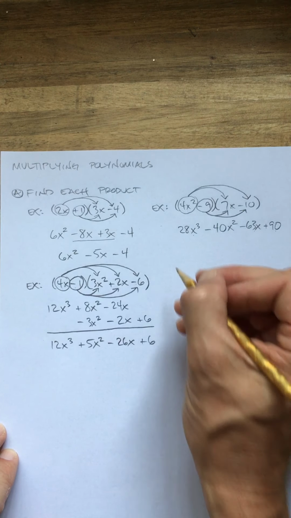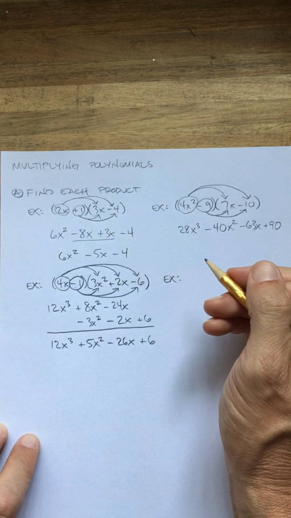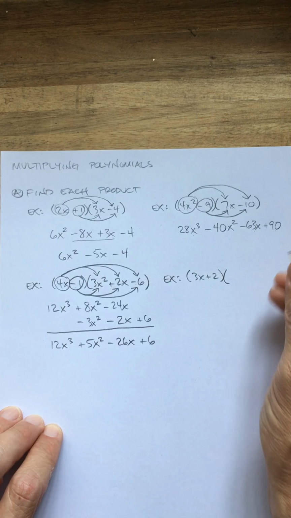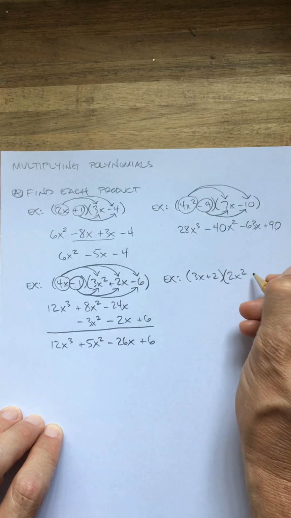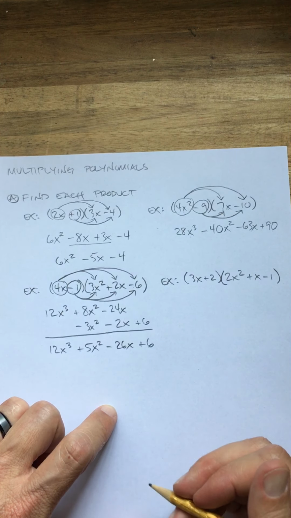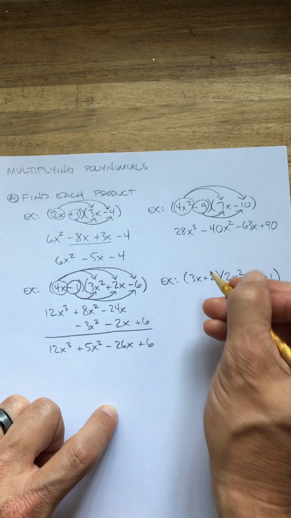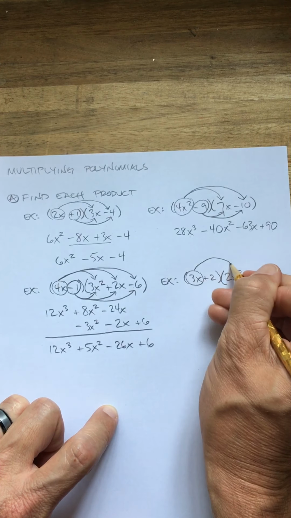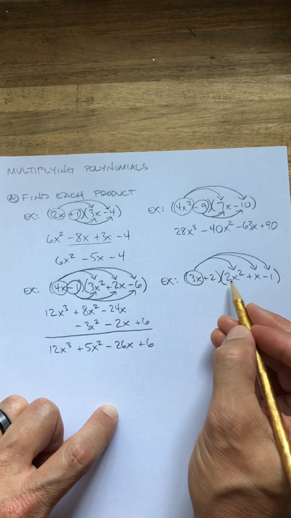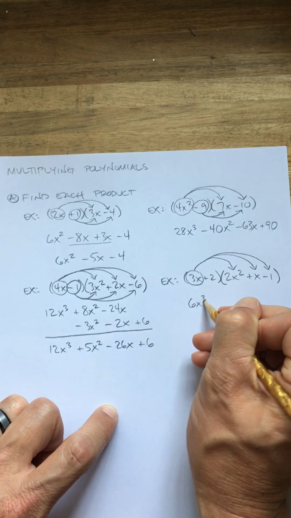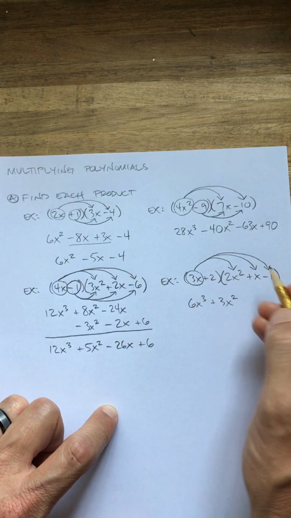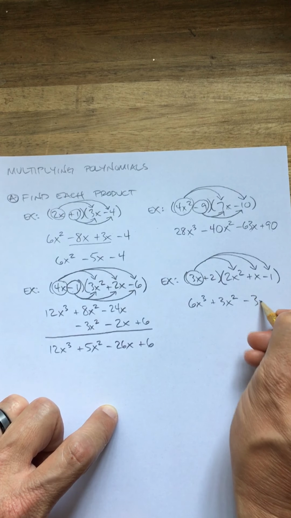All right, let's do one more of those just for fun. Okay, I have 3x plus 2, and I'm multiplying by 2x squared plus x minus 1. Okay, all right, give it a shot. All right, here's what I get. This guy gets multiplied to this, and then to this, and then to this. So here we go, 3x times 2x squared, I get 6x cubed. 3x times x is just plus 3x squared. 3x times negative 1 is negative 3x, okay?